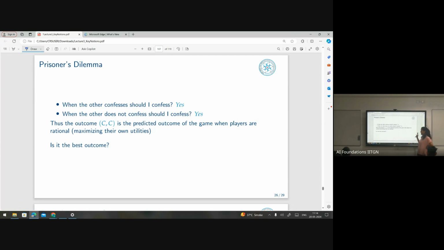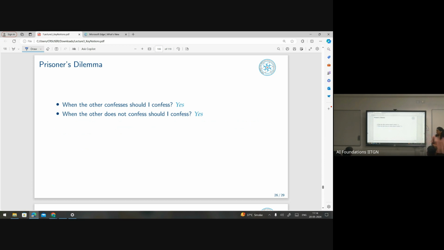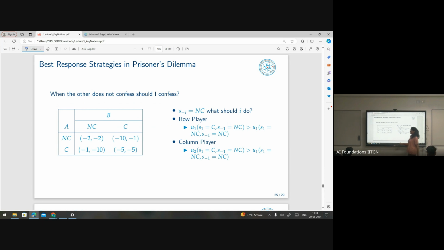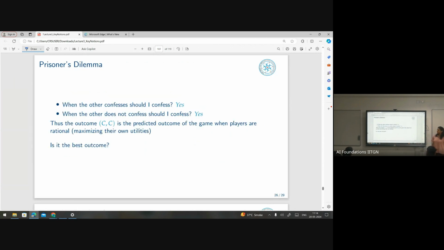Now, is it the best outcome? Not really. If you see the matrix, both of them could actually get away with lesser punishment, or more utility, than what they have got. So even if agents are intelligent, they still can't do the best thing for themselves. That's the world we are in. Okay. Any questions? Any difficulty in understanding the notations? This is a good time to ask questions or doubts.